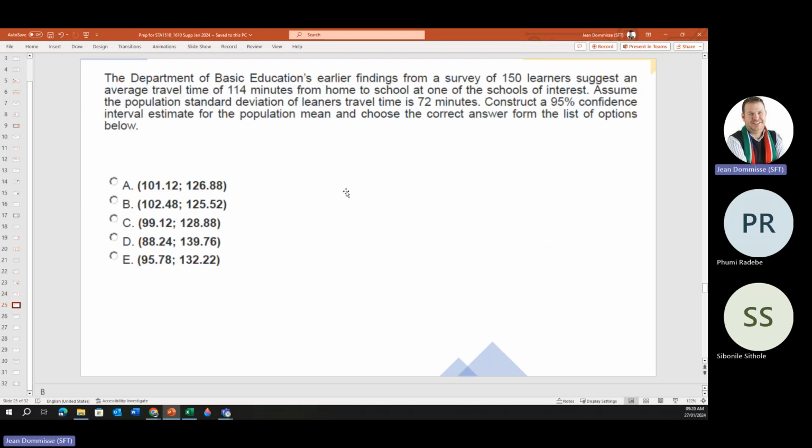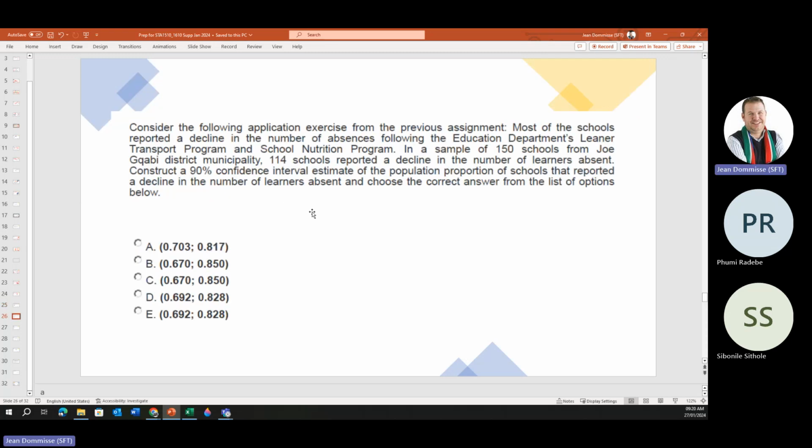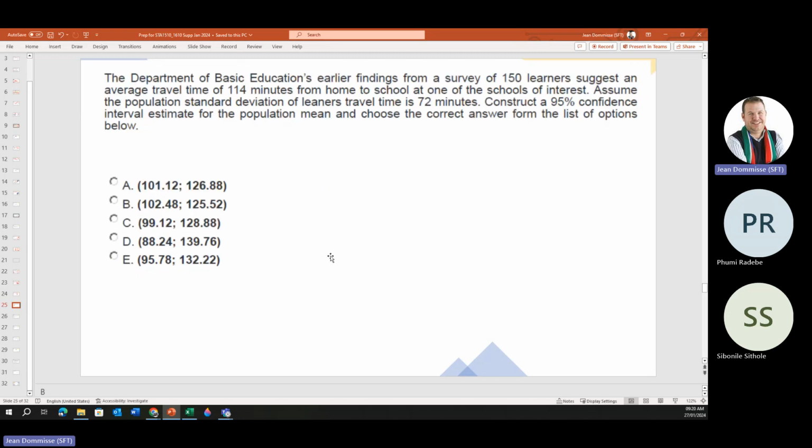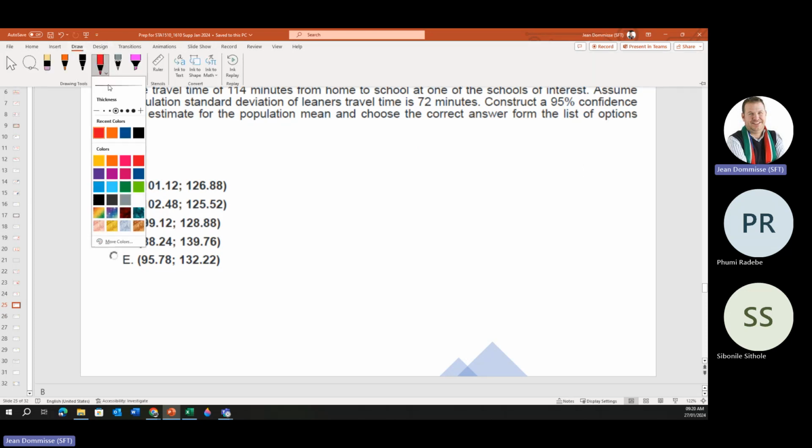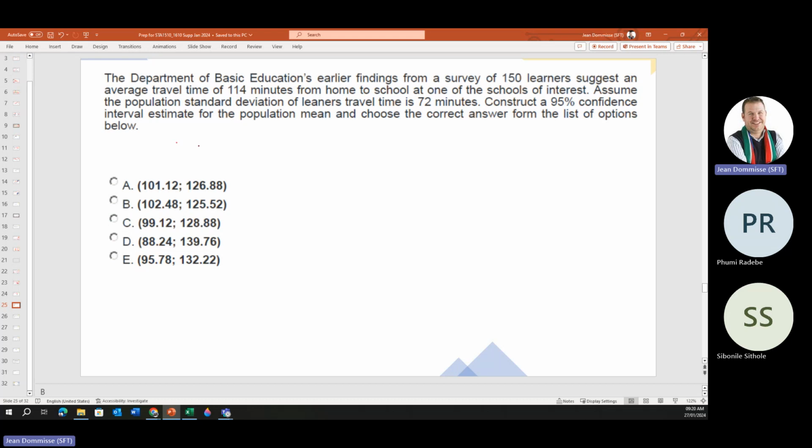Okay, next one. Let's go into confidence intervals. The first one will probably be a Z. The second one will probably be proportion, and that's how they always like to ask it in the exams as well. And normally you will get one of each.